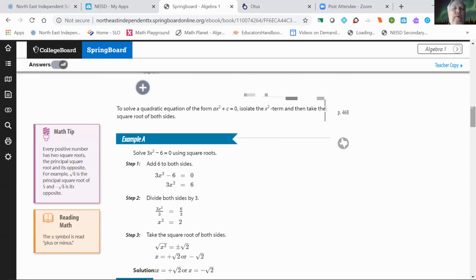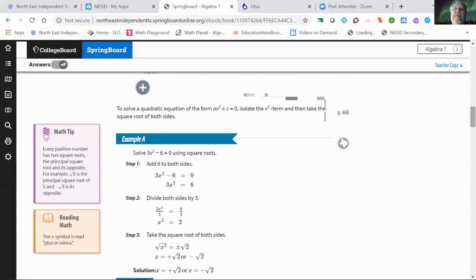To solve a quadratic equation in the form ax squared plus c equals 0, you're going to isolate the x squared term and then take the square root of both sides. In other words, if you don't have the middle term, if you don't have a term with just an x, then it's just real simple. You isolate the x squared and then take the square root of both sides.